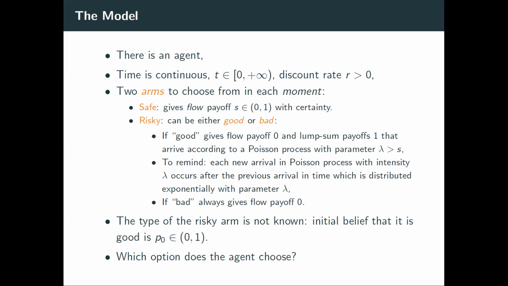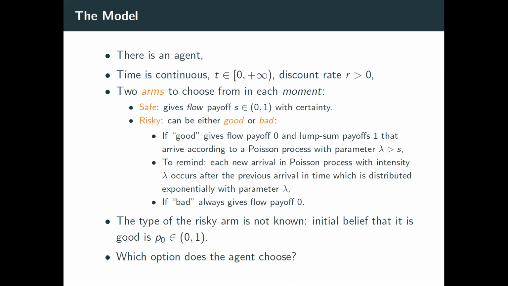And this was for the good risky arm. The bad risky arm always gives you a payoff of 0. So it's almost the same as the good arm, but without any lump sum arrivals of 1. This is the difference between bad and good risky arms. You can clearly understand that the bad risky arm is really bad. Your aggregate payoff from using it is always 0, so the safe arm always dominates the bad risky arm.